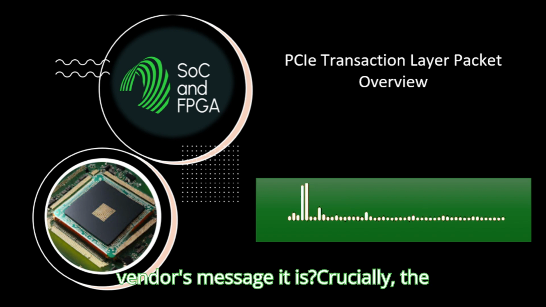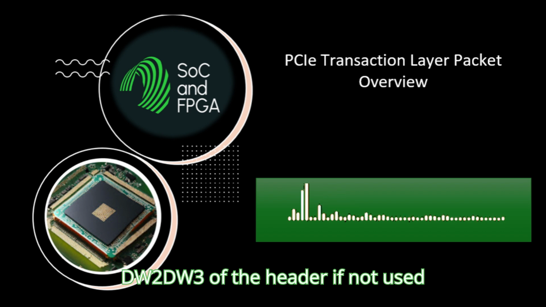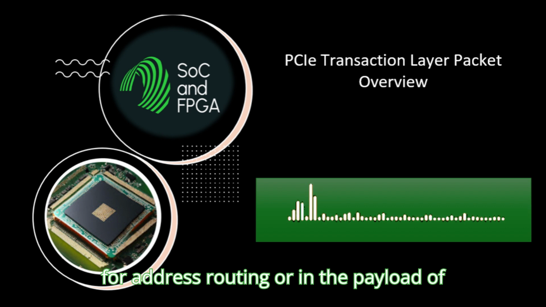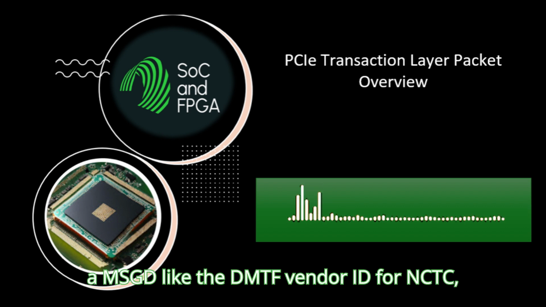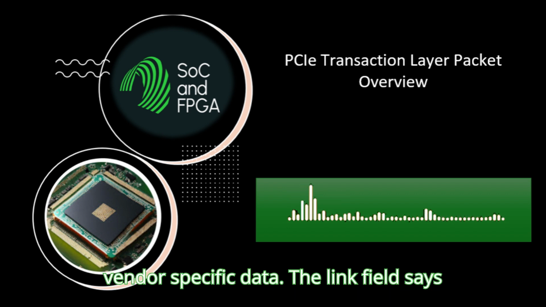And how do you know which vendor's message it is? Crucially, the vendor ID is usually included either in DW2, DW3 of the header, if not used for address routing, or in the payload of a MSGD, like the DMTF vendor ID for MCTP. Right, and payload for MSGD carries the vendor-specific data. The length field says how much.